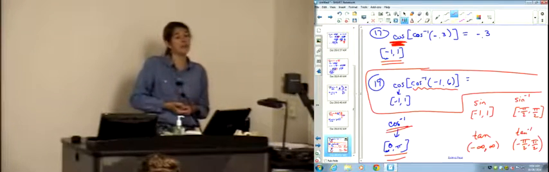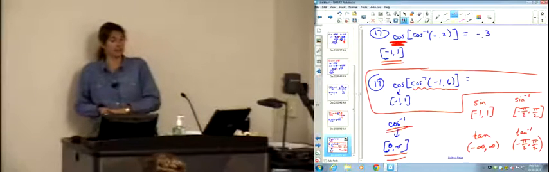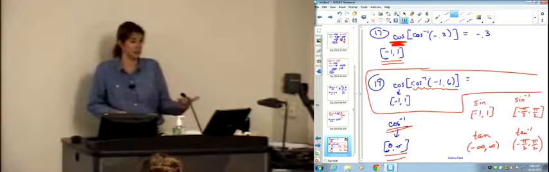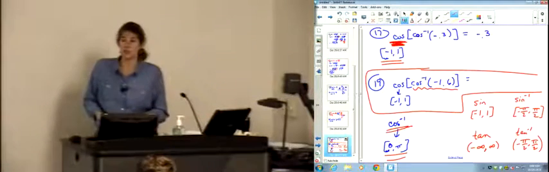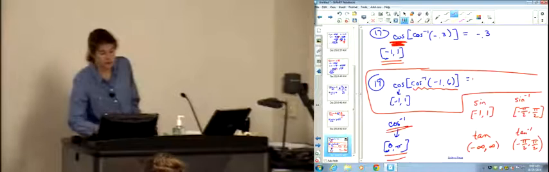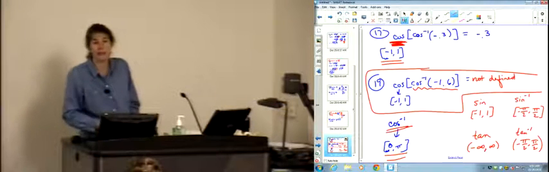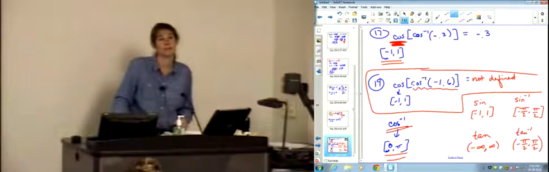Okay, but the deal here is there's not an angle that has a cosine of -1.6, because the cosine only goes from -1 to 1. So it's out of the range. It's less than -1, so therefore this is not defined, or undefined, however you want to say, okay?